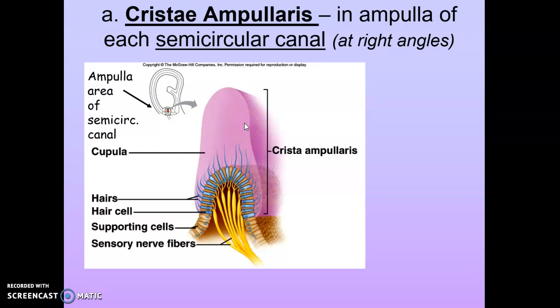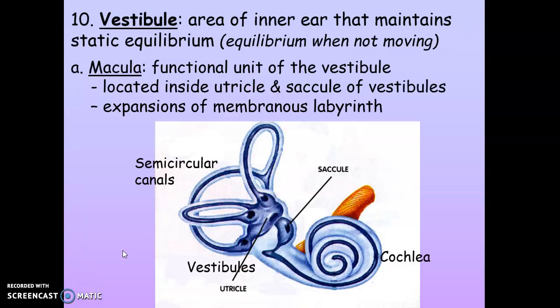So if I ask you what is the organ of dynamic equilibrium, you could say the semicircular canal, but you'd also want to know that it actually works through the crista ampullaris. The last part of the inner ear I'd like to discuss is the vestibule. It's also responsible for equilibrium, but what we call static equilibrium. So basically telling your body what the position of your head is at all times. So when you're not moving. And it also has this membranous labyrinth in the vestibules called the utricle and saccule.